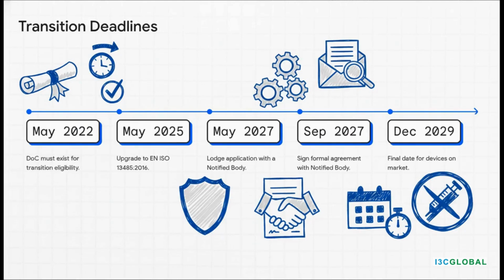To even be eligible, your declaration of conformity had to be done by May 2022. By May 2025, you have to upgrade your quality management system. The application itself has got to be lodged with a notified body by May 2027, with a formal agreement signed by September of that year. And the final cutoff for these devices to stay on the market is the end of 2029. If you miss these dates, that's it. Your product can no longer be legally sold in the EU.